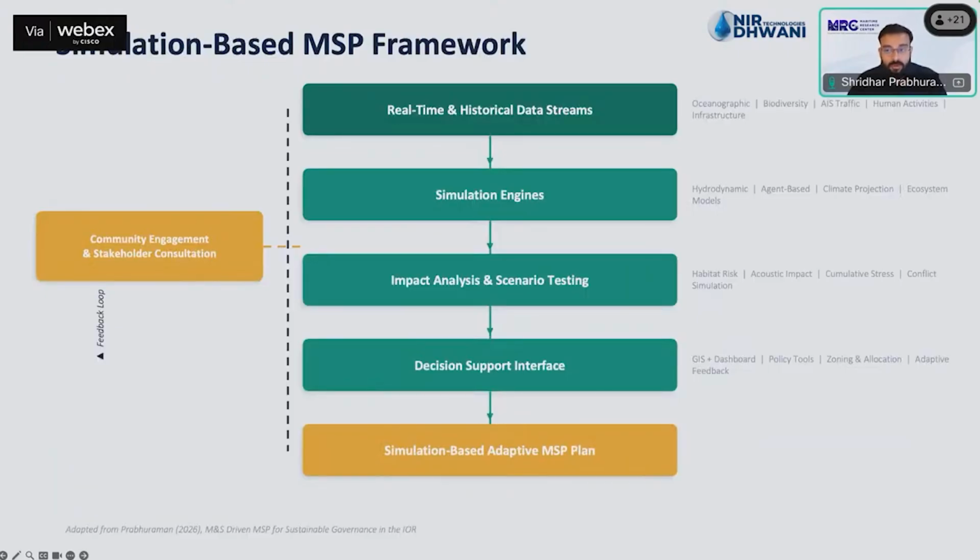Now, the overall architecture of how we are going about it: the first and foremost, most important layer includes the real-time and historical data. This includes the oceanographic data, biodiversity information, AIS traffic. So we ingest all kinds of information across various different streams. All of that is pushed into the simulation engine. And as I mentioned, this is where the physics-informed modeling comes into the picture, where we build a hydrodynamic model to understand how the water flows.